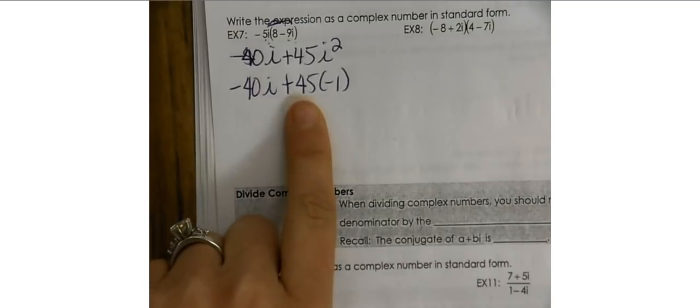So I'm going to simplify this just like I normally would, making sure the real part goes first. Here's my real part. 45 times negative 1 is negative 45. And then I'm going to write minus 40i, and that is your answer. There's nothing more for you to do.